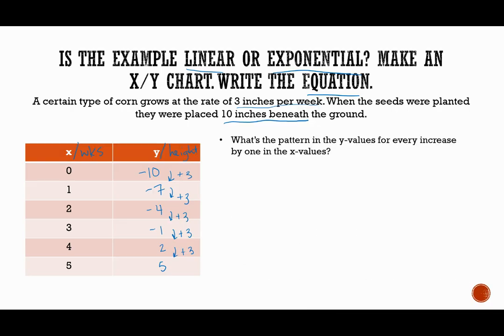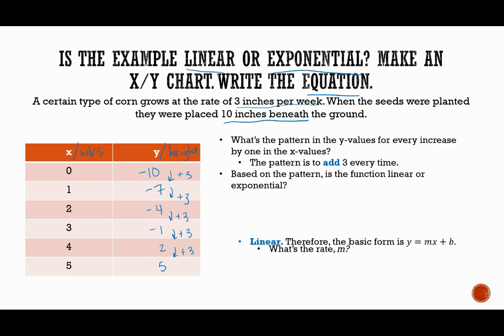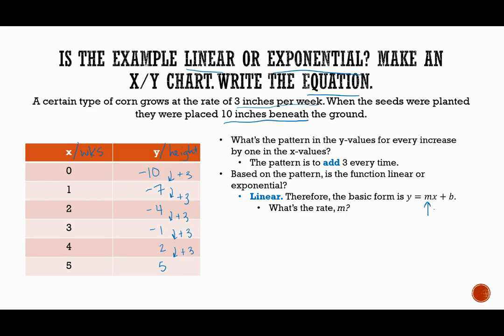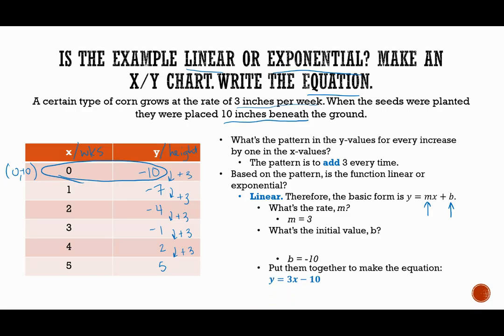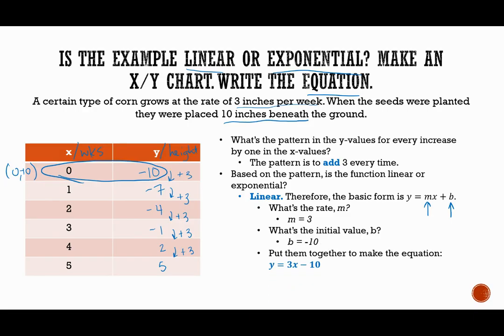So what is the pattern? We're adding 3 every single time. If we're adding, what type of function is it? Linear. So I need to determine slope-intercept form, my rate, and my y-intercept. My rate, we already figured out, is 3. We're adding 3 every time. So what is my initial value? When I start out, these seedlings are 10 inches below the ground. So that means my initial value is -10. They're 10 inches below the surface. So putting those into my formula, this is my final result. I have a rate of 3 inches per week, started out 10 inches below the ground level.